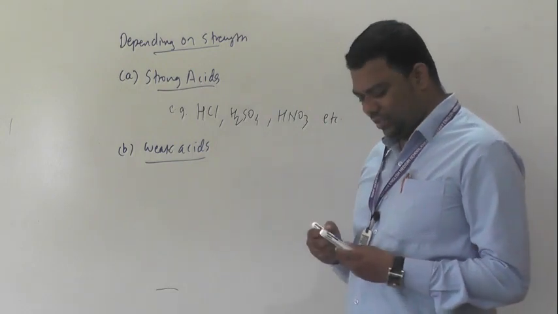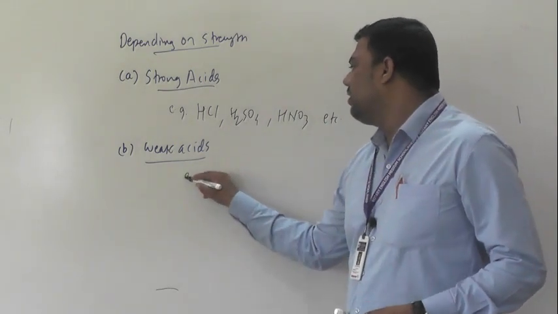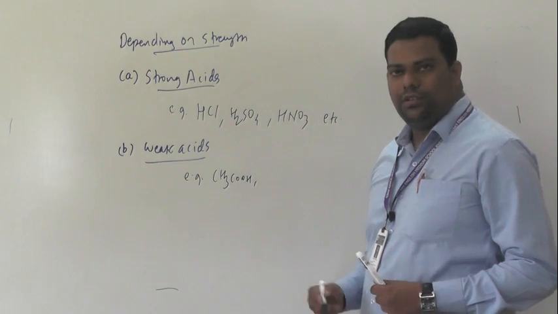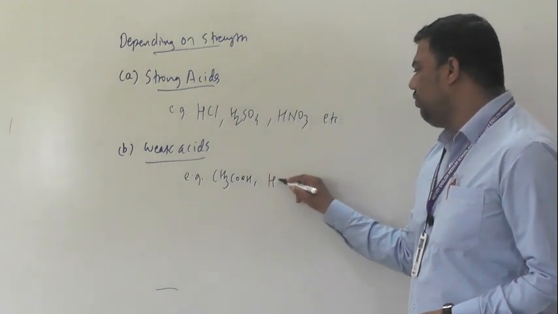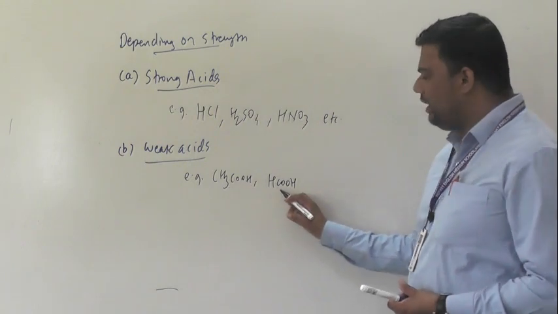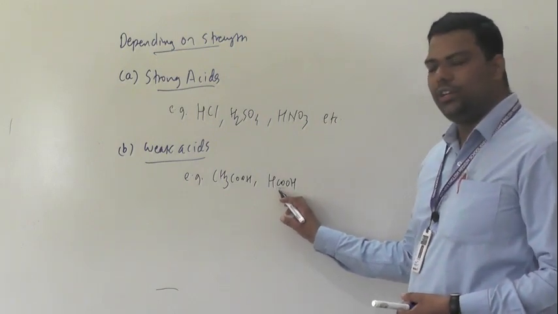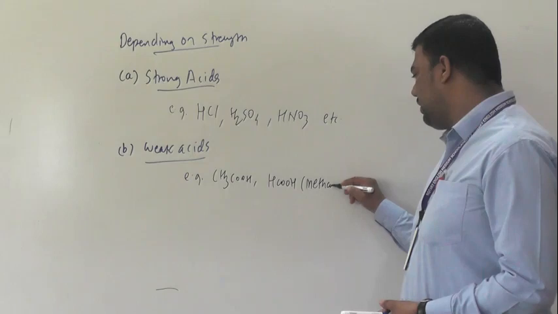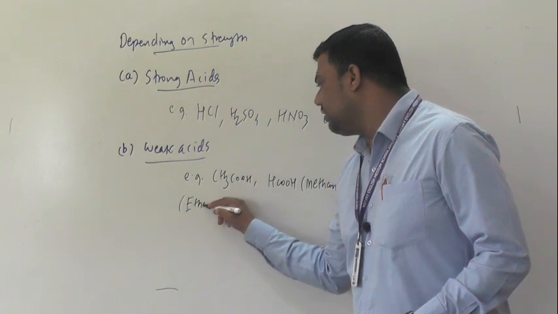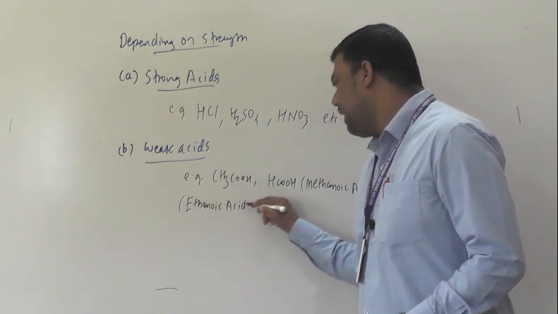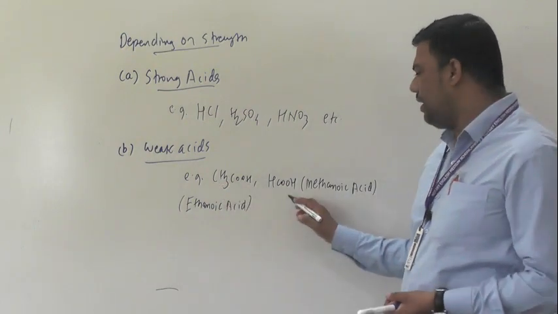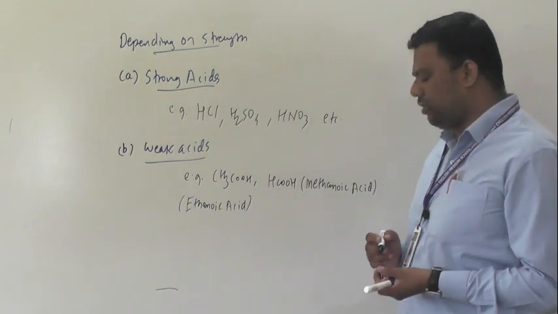So for example, we can write here CH3COOH, then HCOOH also: methanoic acid and ethanoic acid. HCOOH is methanoic acid, because of one carbon atom. CH3COOH is ethanoic acid. As you discussed in lower standards, two carbon atoms means ethane, one carbon atom is methane. So these are examples of weak acids.